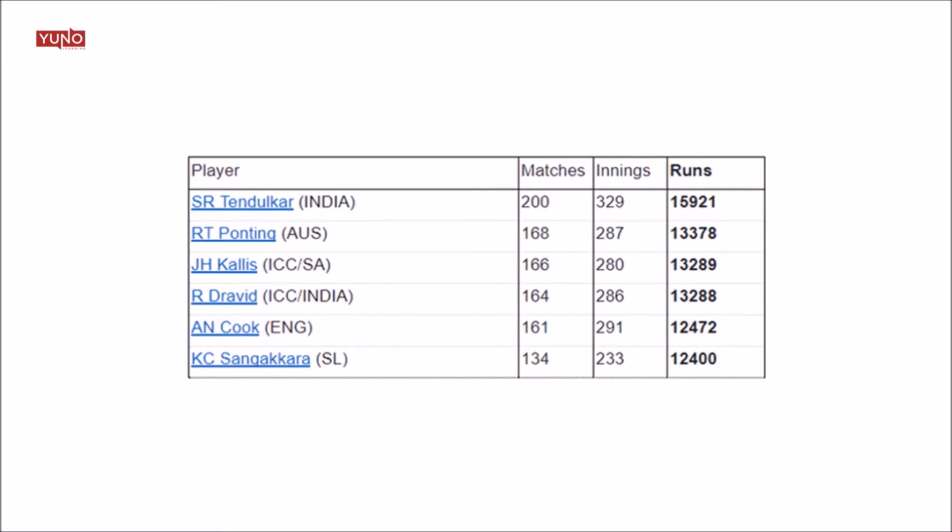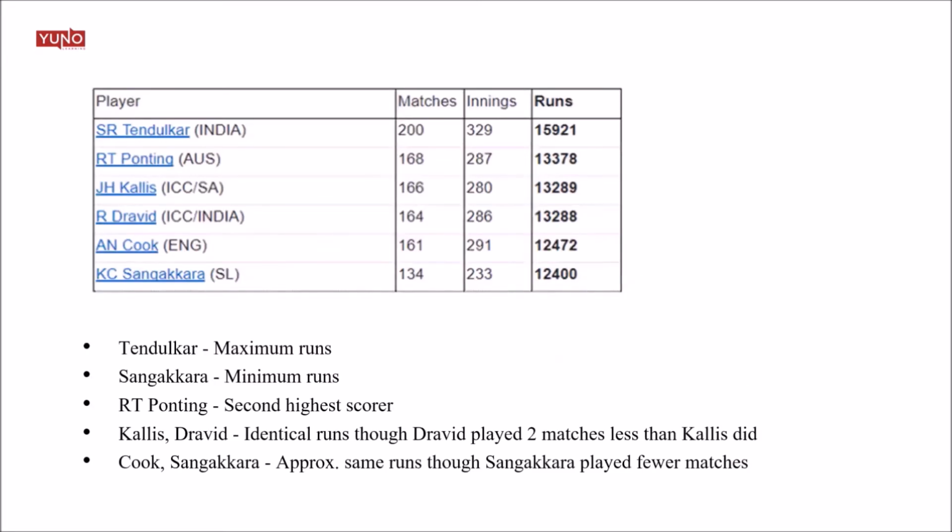So after analyzing the table, these are the key points we have collected. Tendulkar made maximum runs. Sangakkara made minimum. R.T. Ponting is the second highest scorer here. Callis and Dravid made identical runs, though Dravid played 2 matches less than Callis did. Cook and Sangakkara made approximately same runs, though Sangakkara played fewer matches. So this is how we analyze, compare, and contrast data to extract various key points or information from it.